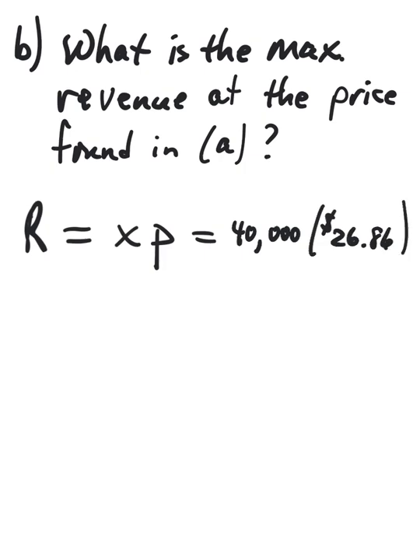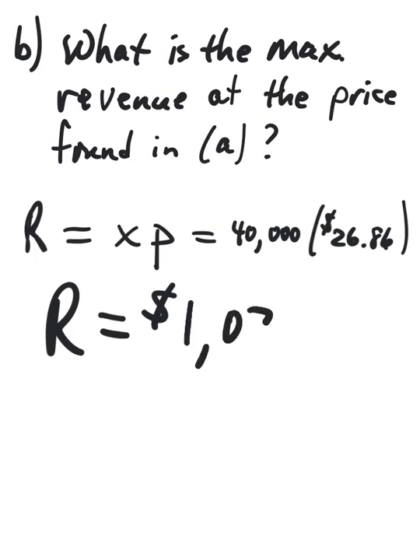And if you multiply these, we will get a revenue of... and on part B in your homework, you're asked to round to the nearest dollar. I've got $1,074,208.